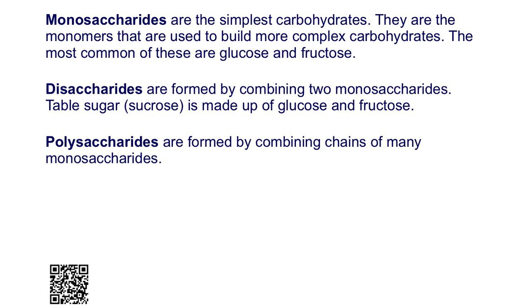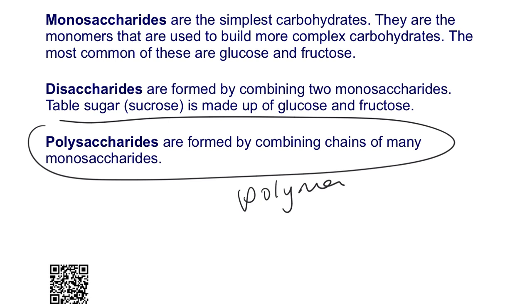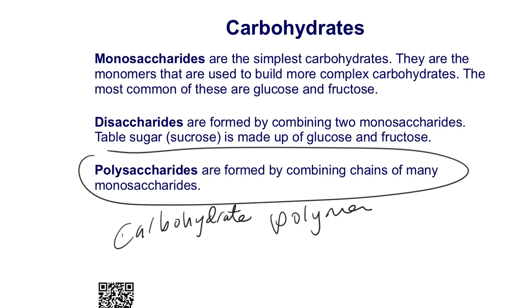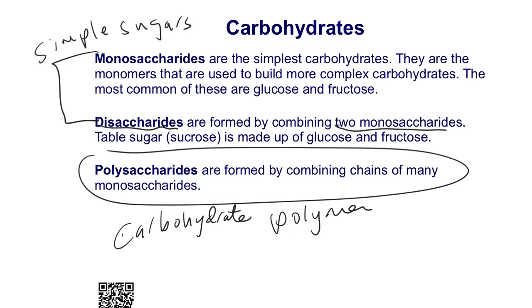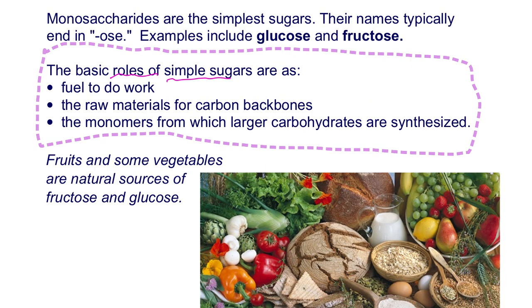Okay, I already went through this. You can read this again. This is really the only carbohydrate polymer. These other guys, monosaccharides and disaccharides, are simple sugars. I would not consider a disaccharide a polymer, because it only has 2 monomers, 2 monosaccharides. Polysaccharides have many monomers. We get our monosaccharides from fruits and vegetables that are sweet, like green peppers.